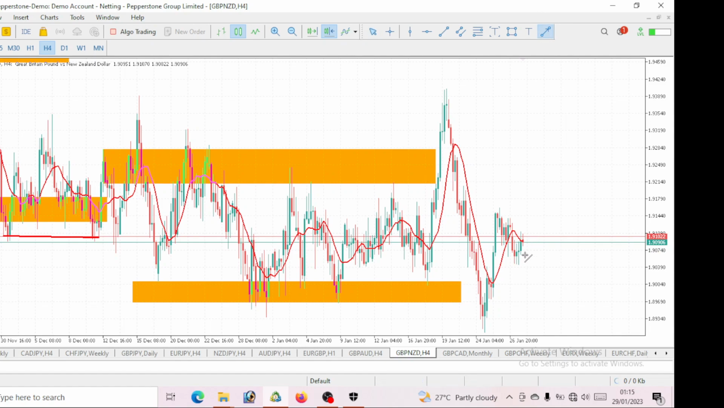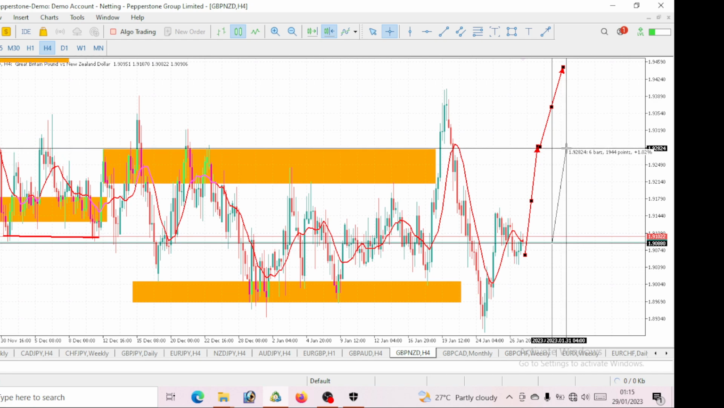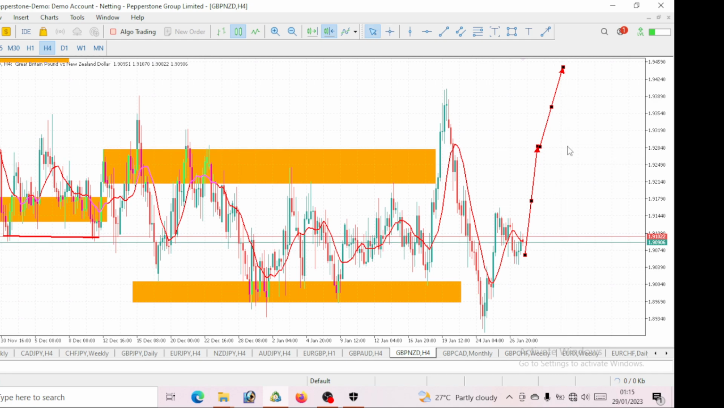So let's see if it will actually go up again to take out a level of 1.92840. We should watch out for GBP New Zealand hitting that level. So if in case it will drop or if it will continue to go bullish, I'll make sure I update you. So from here to this 1.92840 that I just called, that would be about 190 plus pips. That's close to 200 pips, which is actually not bad, by the way.